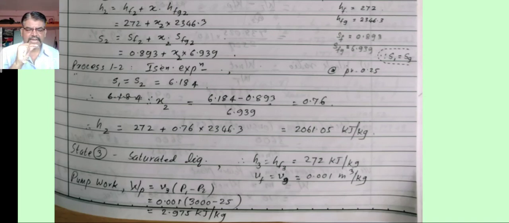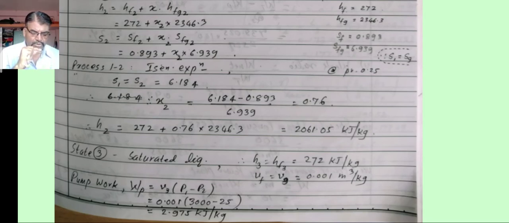Now at state 3 the condition of the steam is saturated liquid, because the latent heat has been rejected, and the steam is now converted into water. Now the pump work we have to find out at this stage. The formula is WP, the work done by the pump, is equal to the specific volume at point 3 into the whole bracket P1 minus P2. The volume is 0.001.